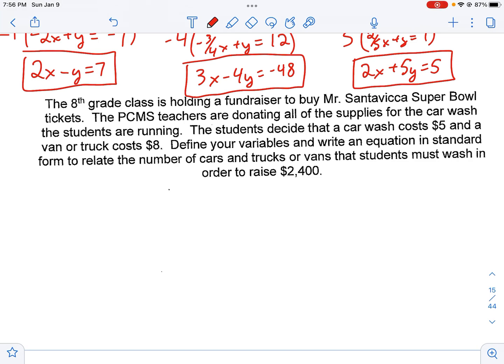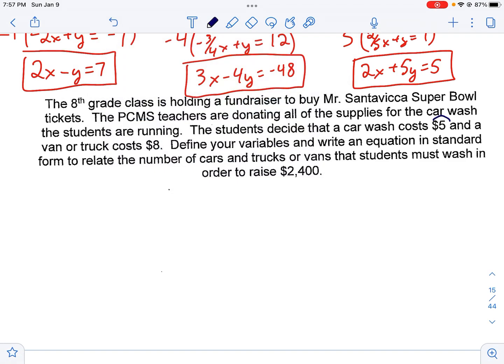The final thing that standard form is very helpful for is certain types of situations. So we've got the 8th grade class holding a fundraiser to buy Mr. Sanovica Super Bowl tickets, help him feel better after being out for a couple days. The PCMS teachers were all donating all the supplies for a car wash that the students are going to be running. So when you guys make your car wash, you decide that the car is going to be $5 for a wash, and a van or truck is going to cost $8 for a wash. So your job is going to be to define variables, write an equation in standard form, and relate the total number of cars and trucks the students must wash in order to raise $2,400.